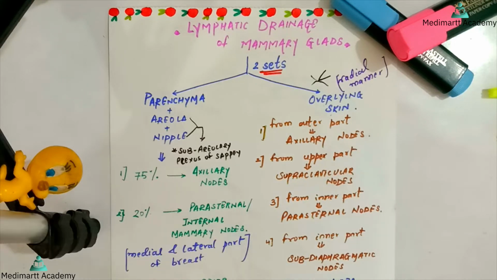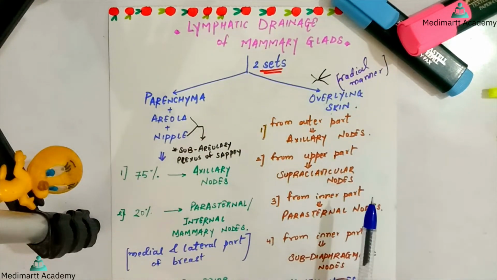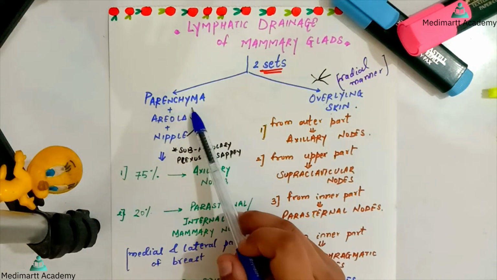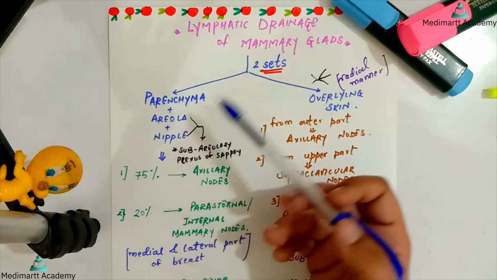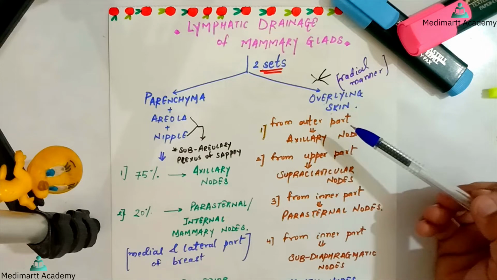In today's video, I will be telling you an easy way of how to draw the lymphatic drainage of mammary glands or breast. Okay, so first of all, we should know which nodes drain them. So there are two sets. First, those lymphs that drain the parenchyma, including the areola and the nipple, and the second set that drain through the overlying skin, excluding the areola and the nipple.